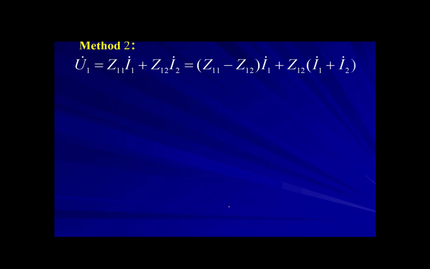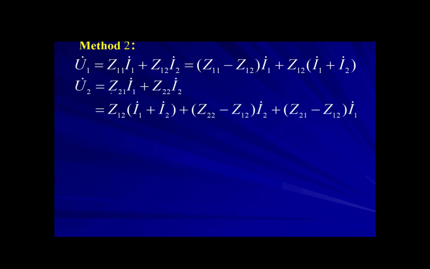Method 2. Z11 I1 plus Z12 I2. We will minus a Z12 I1 at first, and then plus Z12 I1. Minus this part and plus this part. For U2, Z21 I1 plus Z22 I2, we plus this part at first, and then minus this part, Z12 I2, and minus Z12 I1.